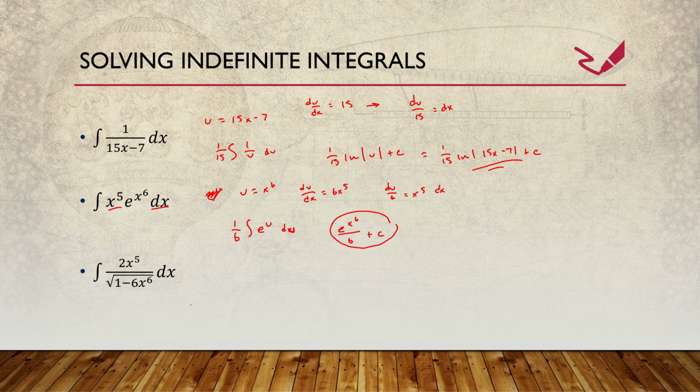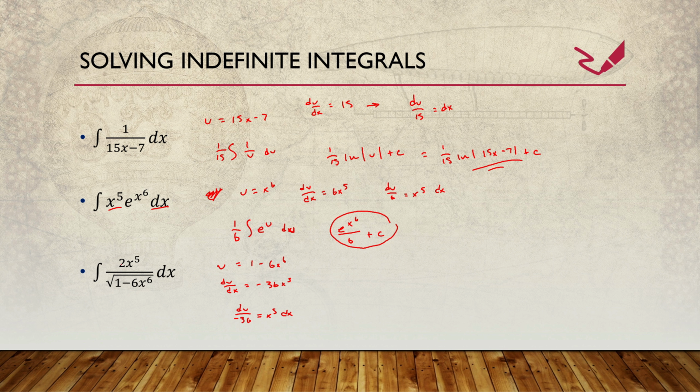For the third one, we'll do u substitution again. So u equals 1 minus 6x to the power of 6. So if we take the derivative of this, we will get negative 36x to the power of 5. So then just by doing that, du all over negative 36 is going to be x to the power of 5 dx. So you can see that x to the 5 and dx are right there. So we can simplify this even more.